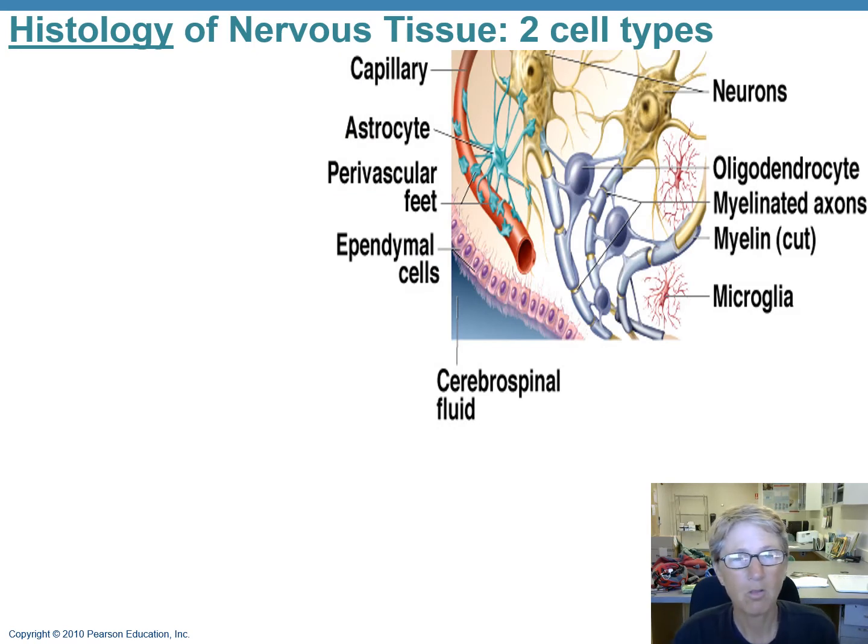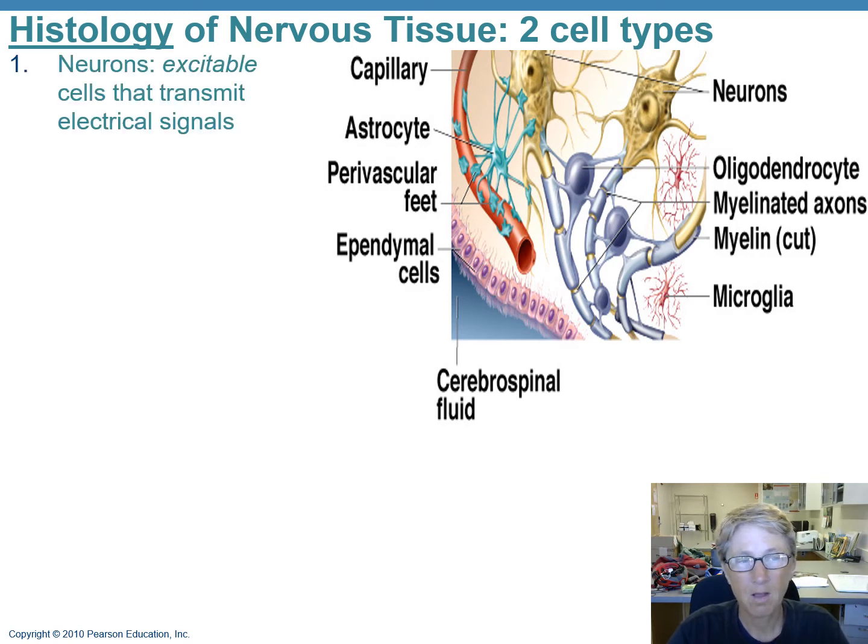Okay, histology of nervous tissue. So in this cartoon, there's two basic cell types, but that doesn't mean there aren't a lot of cells with a whole bunch of different names that you get to memorize. But there's two basic cell types. The first cell type of nervous tissue are these neurons. We've been talking a lot about the neurons. We talked about them in muscle, and we'll go over them in this chapter.